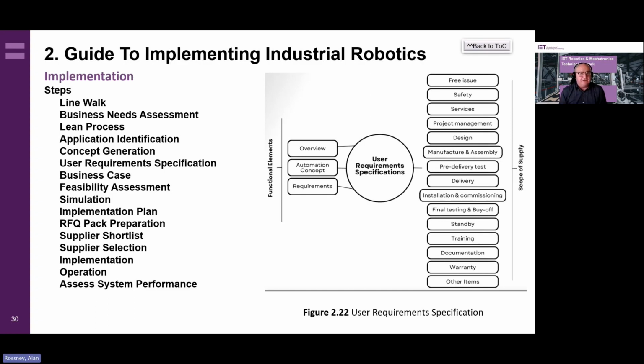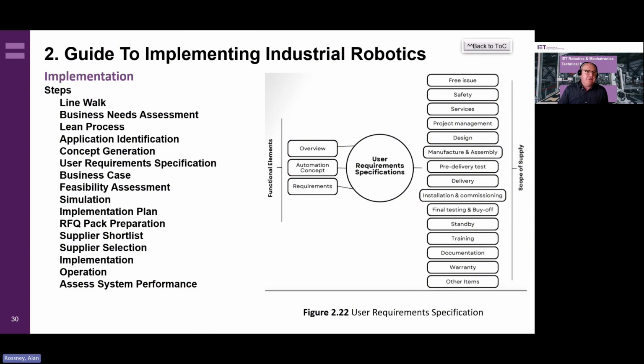Then the RFQ pack, so that's the request for quotation. And that's bringing together all the information needed for a supplier to quote and build a solution to meet the application. So we'll talk about some of the key elements of that in a few minutes. The supplier shortlist, often called the approved vendor list, the AVL, needs to be put together and approved within your organization. So credit checks and stuff like that done.